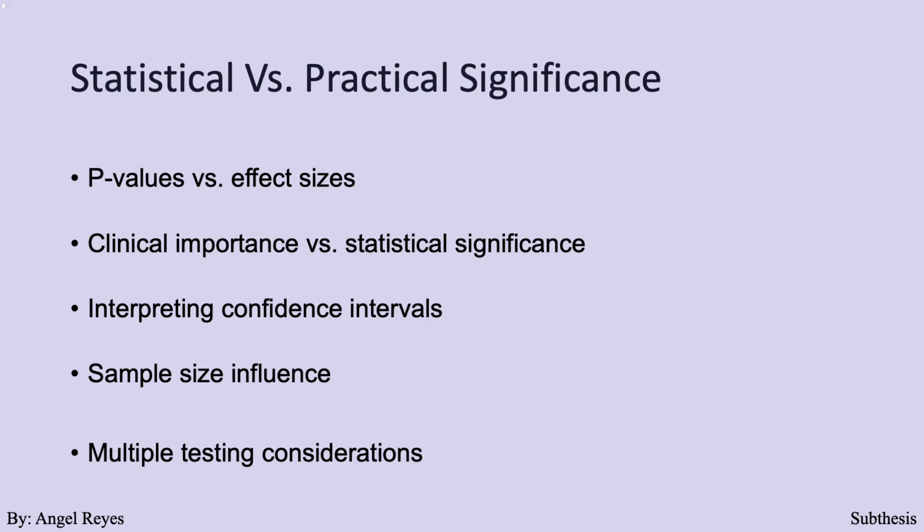Sample size heavily influences statistical significance. Large samples can make trivial effects significant, while important effects may be non-significant in small samples. Multiple testing increases the risk of false positives, requiring adjustments like Bonferroni corrections. Thoughtful interpretation considers both statistical properties and real-world healthcare implications.